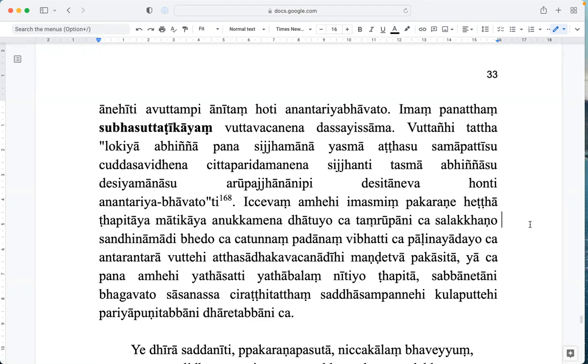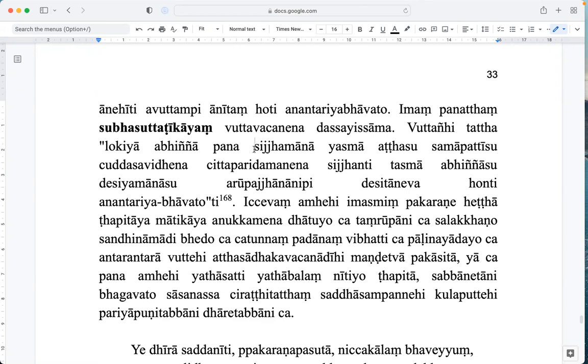So lokiya abhinyana seja mana. Seja mana is actually the subject here: one who wishes to accomplish the lokiya jhana. By whom should these lokiya jhana be accomplished or attained at that time? So he needs to do something. That is chaita paridamanena. The sentence structure is a little bit complicated. So okay, seja mana, for that one we can omit.